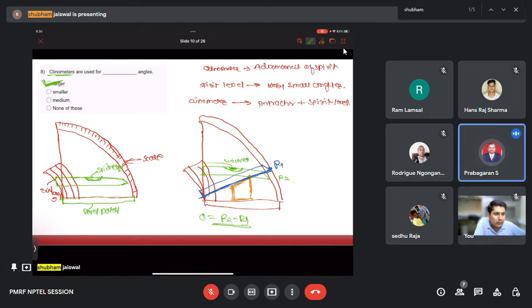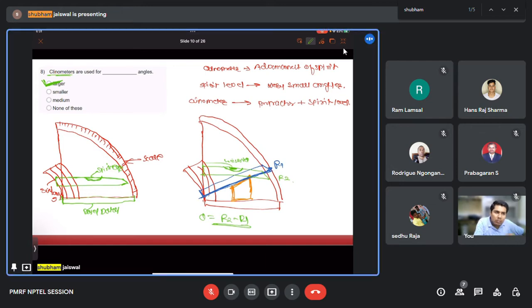Okay. So have you understood, or should I explain? Yes, sir. Very systematic. Like also, clinometer is used to check the flatness of the surface. Yeah, if we have to check flatness, we can use it, but it will not be that accurate.